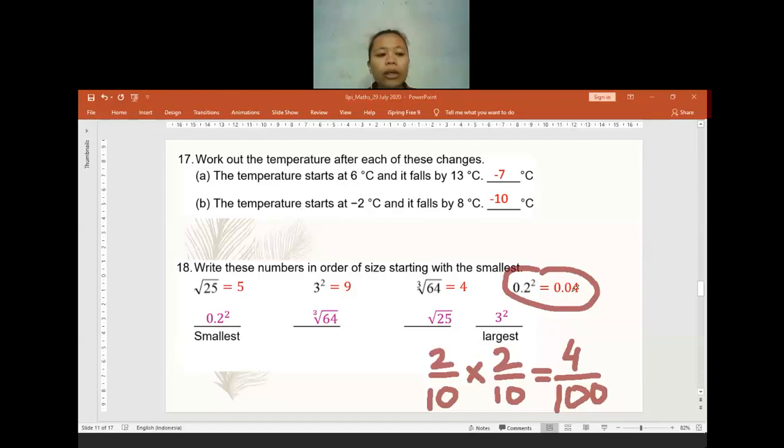Is there anyone still having questions, or anything still confusing? No? Okay. If it is not confusing, I will move to question 19.